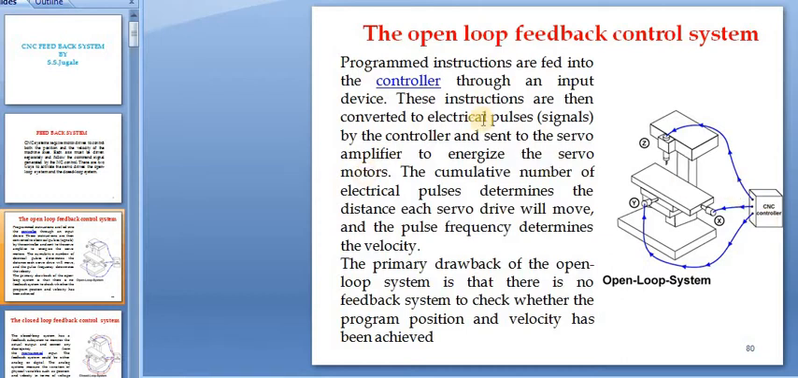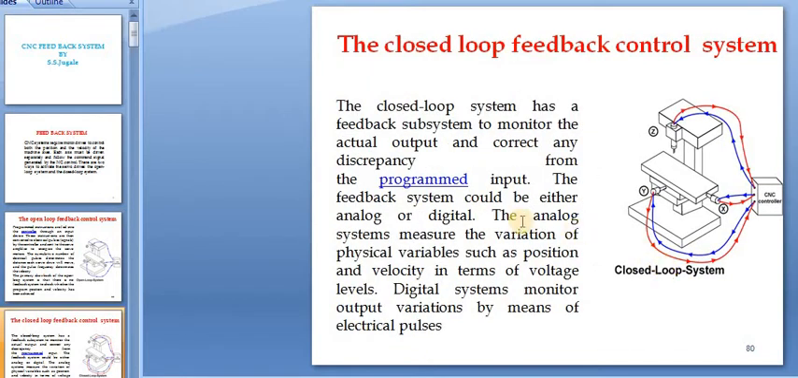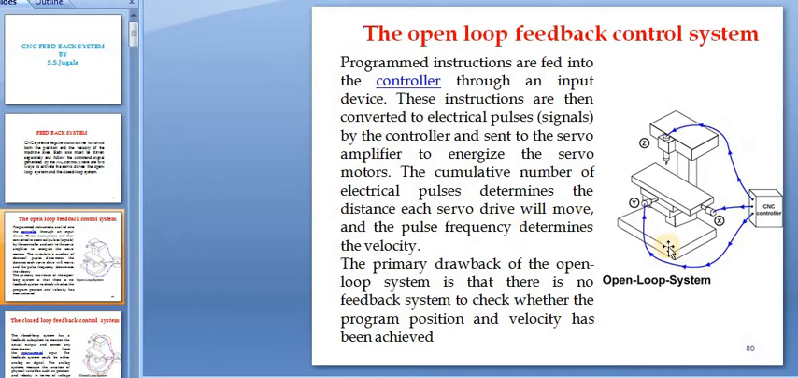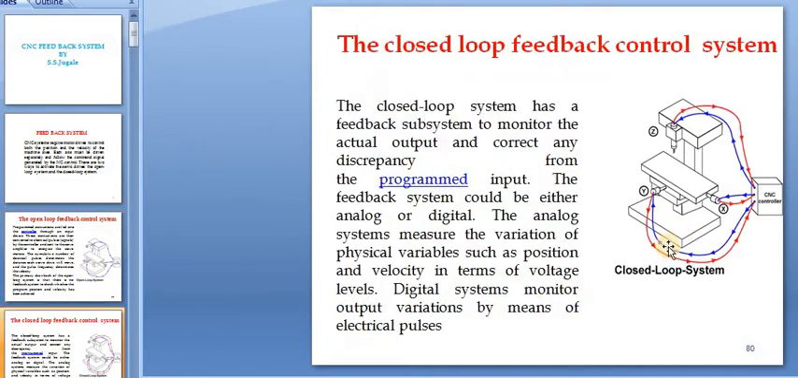Through an input device, these instructions are then converted into electrical pulses or signals by the controller and sent to the servo amplifier to energize the servo motors. The cumulative number of electrical pulses determines the distance each servo drive will move, and the pulse frequency determines the velocity. The prime drawback of the open loop system is that there is no feedback system to check whether the programmed position and velocity have been achieved. This open loop system is also called a one-way communication to the machine.